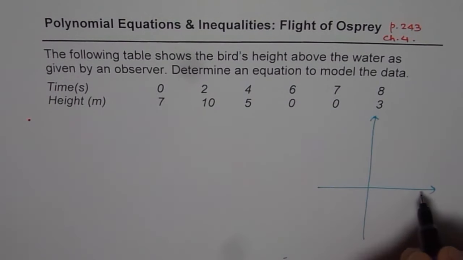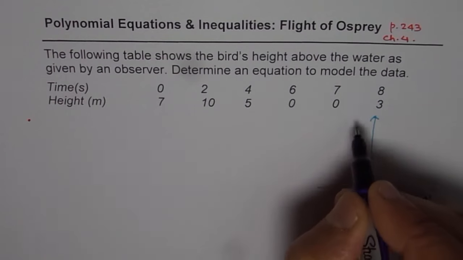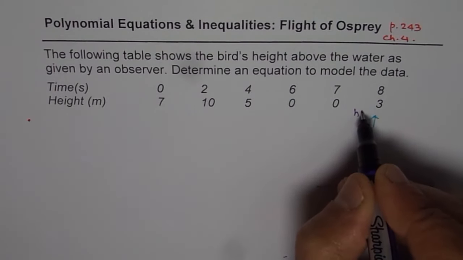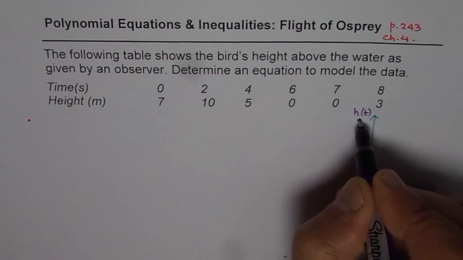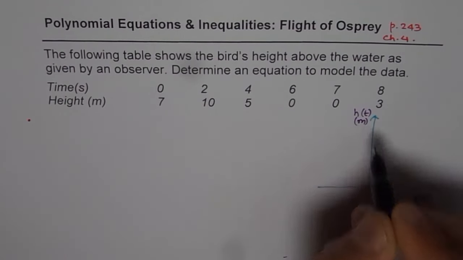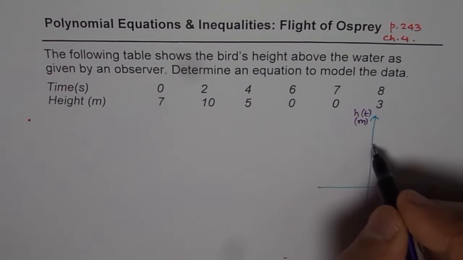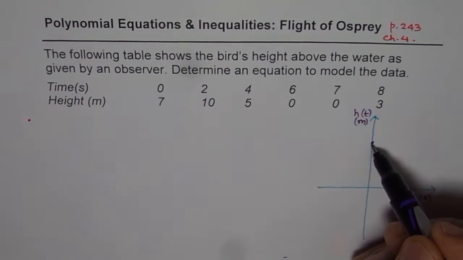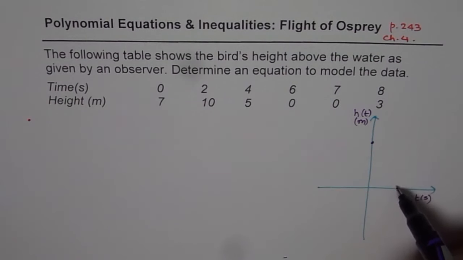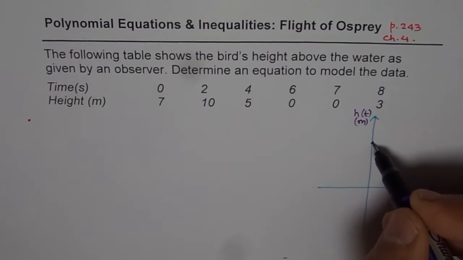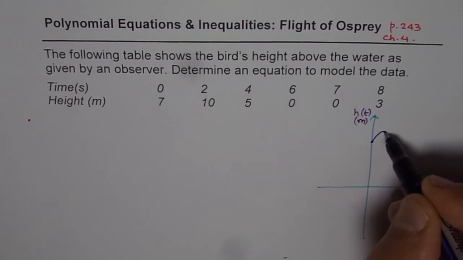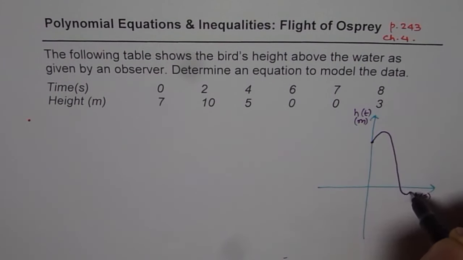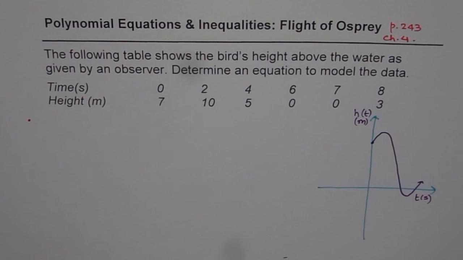Now here, on the horizontal scale, we have time in seconds. And on the vertical scale, we have height in meters, right? So we'll say h of t, and it is in meters. At 0, it is 7, so let's begin from some value. The bird takes flight, so it goes up, and then plunges down, and then comes up. So I'll just draw a part of the graph here, and I say it goes like this and then like this. So that is the kind of graph which represents the data.